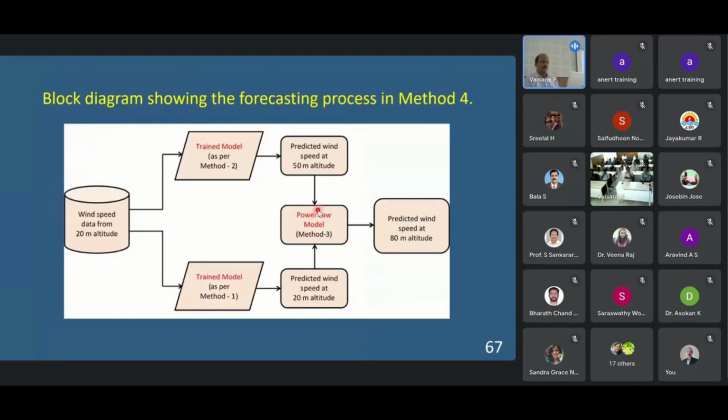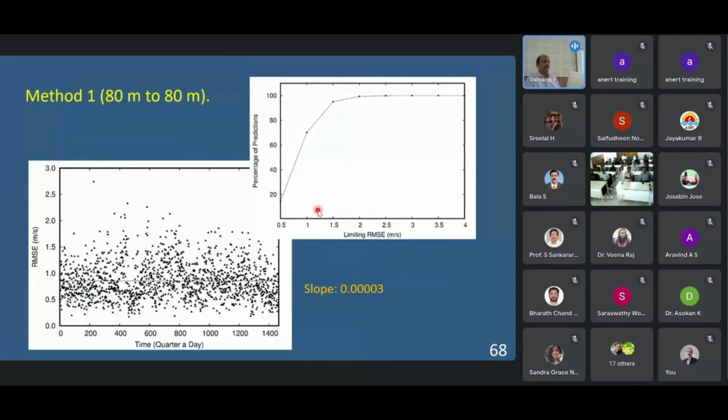This is method 4. Now in method 1, I split the time series into 6-hour segments, and for different 6-hour segments calculate the RMSE. This is the spread of these 6-hour segments. This is how the RMS values come. The best fitting line is like this. It's almost parallel, showing that the accuracy level of the model goes on almost unchanged.